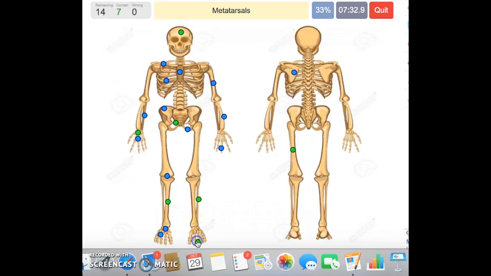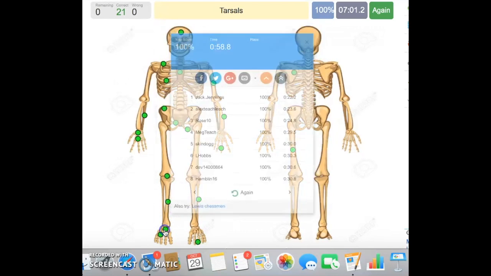Phalanges in the lower body. Metatarsals. Ischium. Phalanges in the upper body. Ilium. Scapula. Ulna. Metacarpals. Ribs. Radius. Patella. Humerus. Sternum. Clavicle. Tarsals.